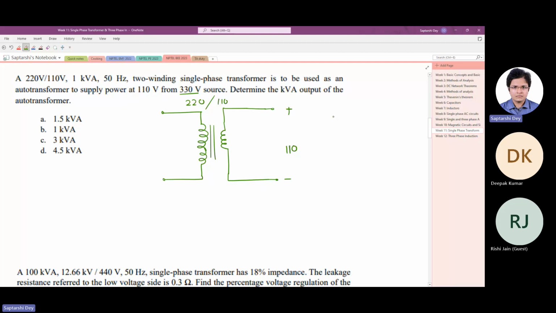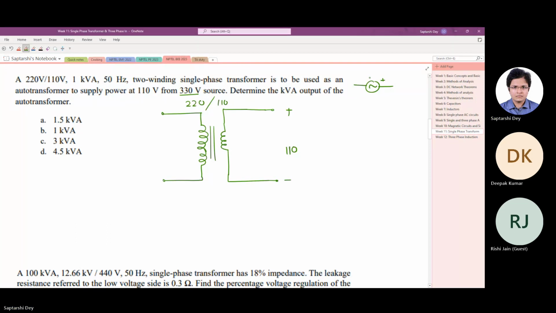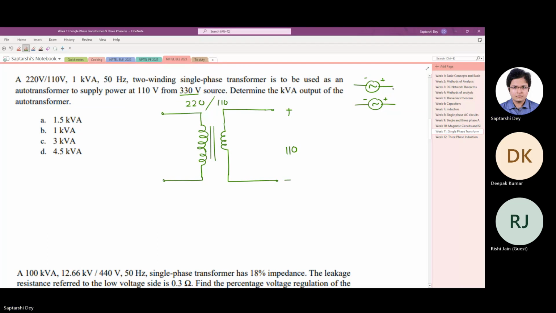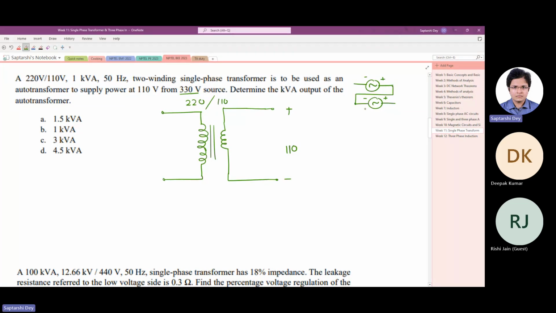Now here is a catch. Say the 110 volt is like this, whereas the 220 volt, how we are measuring, it's like this. It has to be connected like this. Then only they are in series. If you connect the other way, it will become subtractive. So how to know which terminal to connect where?